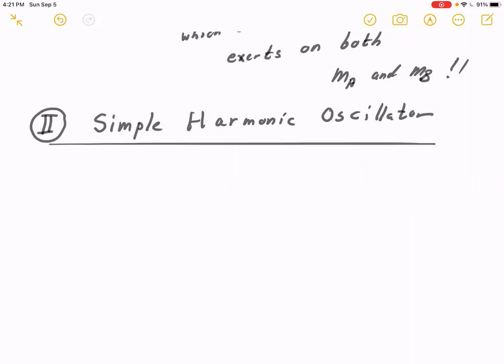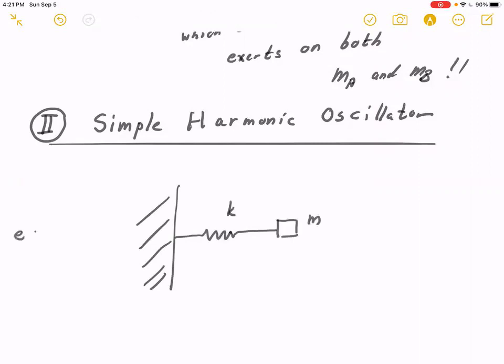So the simple harmonic oscillator is an idealized problem. Namely, you have a wall. Attached to that, you have a spring and a mass. And in this particular case, the system is in equilibrium or is at rest. It's not moving.